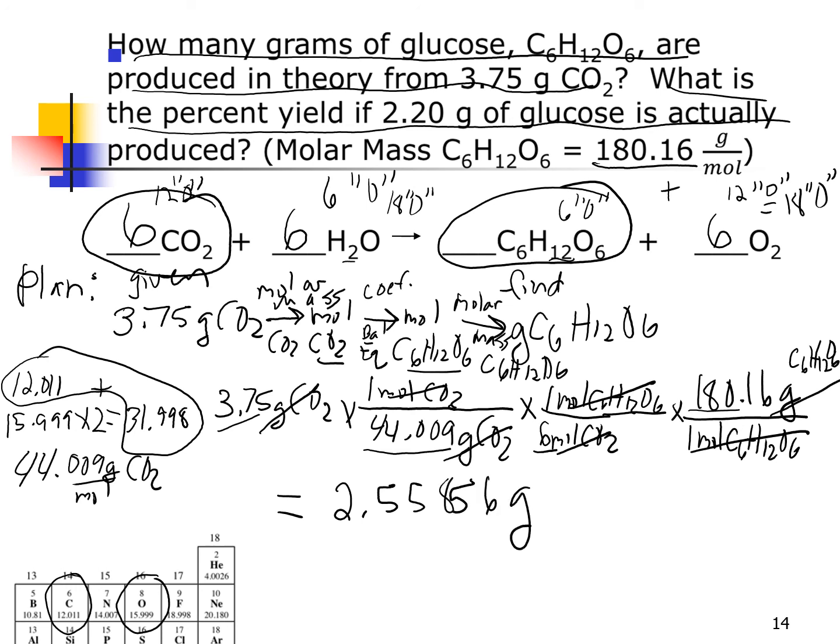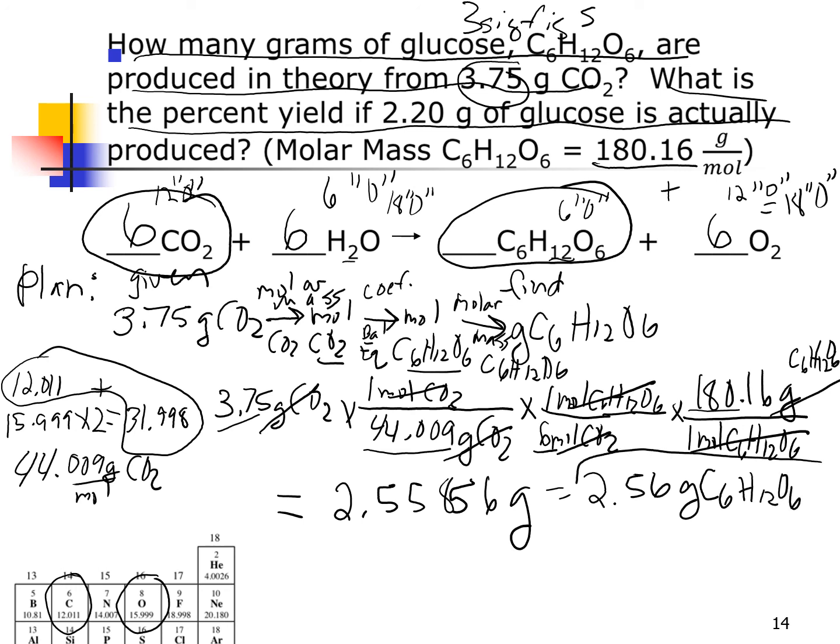2.5856 grams. And we always want to check our sig figs. We started with 3 sig figs. So my final answer should have 3 sig figs. So let's call that 2.56 grams of glucose, C6H12O6. Question 1, done. We know the grams of glucose that can be produced in theory from our grams of carbon dioxide.